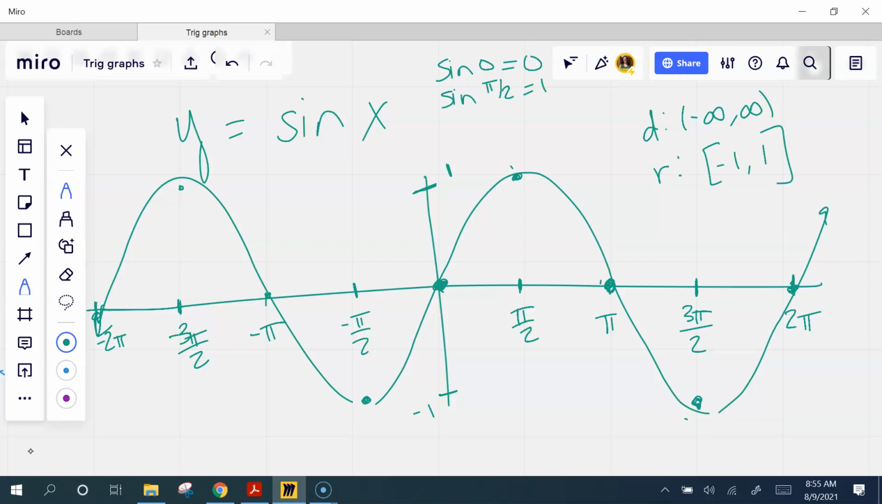Why don't we do the brackets? The brackets mean it's inclusive. The parentheses are exclusive, so you can't include the endpoints. Yes, the brackets are exactly right. Okay, y'all good?